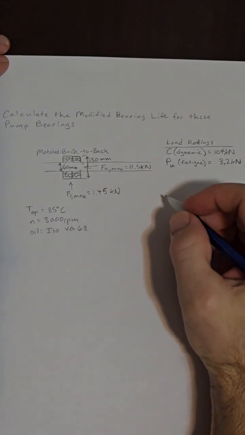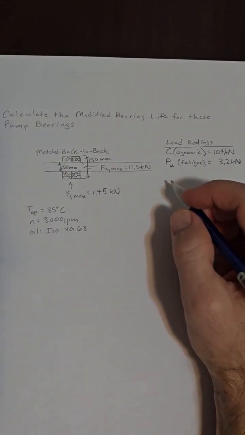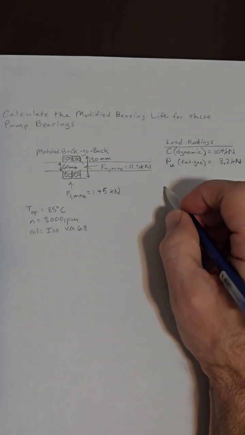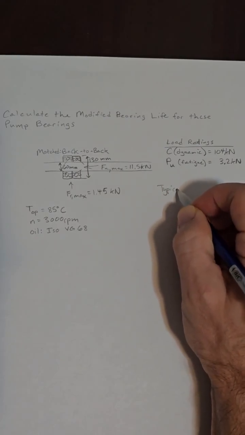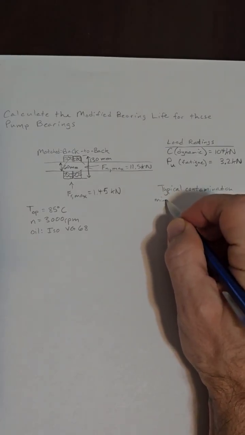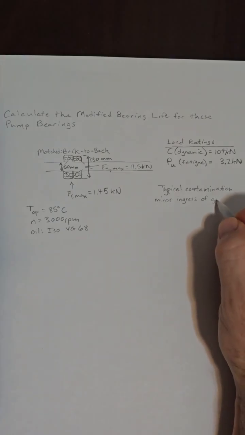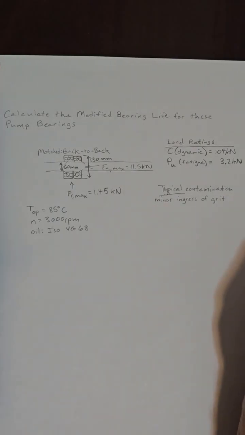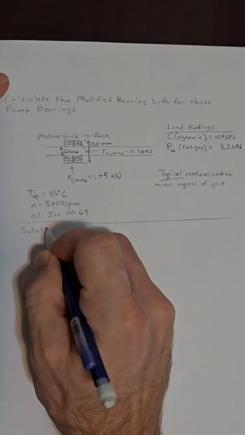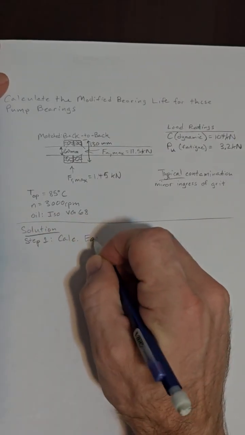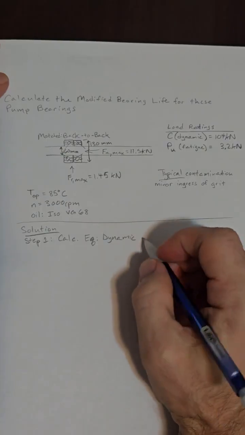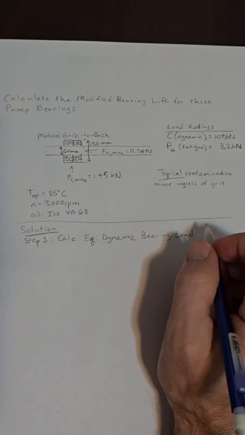There's something else we need to know, and that's something about contamination. Suffice it to say right now, given there is typical contamination, which consists of minor ingress of contaminants or grit. So the main keyword here is typical contamination. The first step toward a solution is to calculate the equivalent dynamic bearing load. To do so, you need some catalog data.